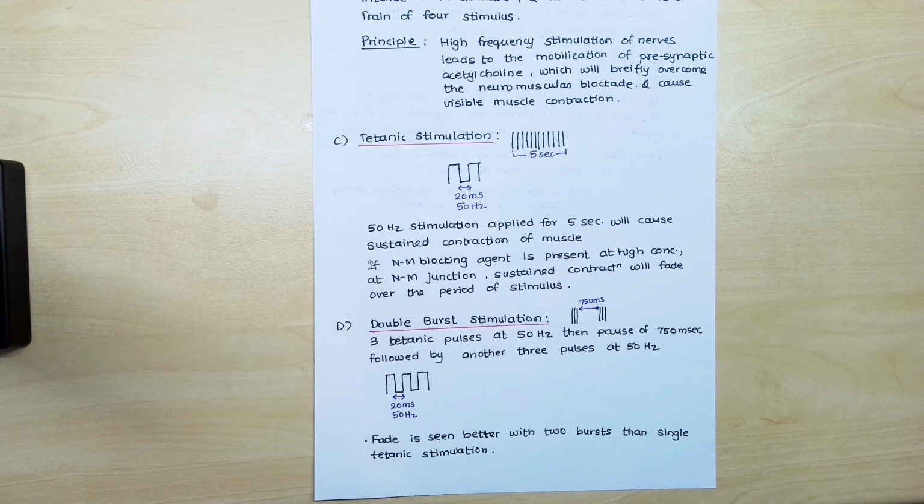Double burst stimulation: 3 tetanic pulses at 50 Hz, then a pause of 750 milliseconds, followed by another 3 pulses at 50 Hz. The fade is better seen with 2 bursts than single tetanic stimulation.